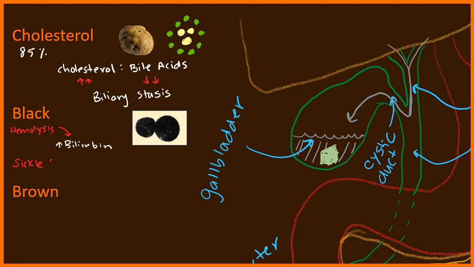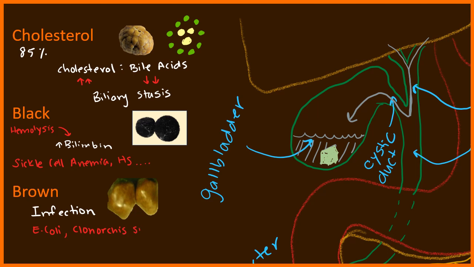We think primarily of congenital conditions such as sickle cell anemia. We also have hereditary spherocytosis, and of course many others that we could mention. There's also, finally, the brown gallstones. Brown gallstones are primarily caused by any sort of infection that affects the gallbladder. So when you think of brown gallstones, you're thinking primarily of E. coli. We have Clonorchis sinensis, which is also known as the Asian liver fluke, and then we have Ascaris lumbricoides.